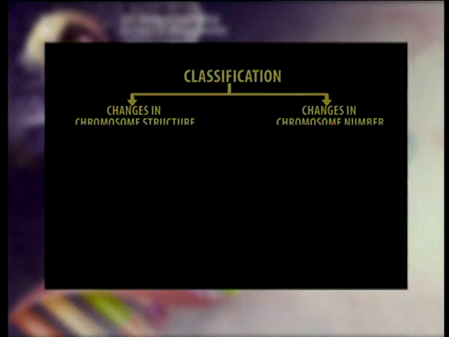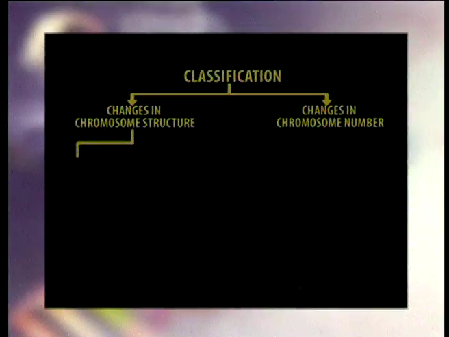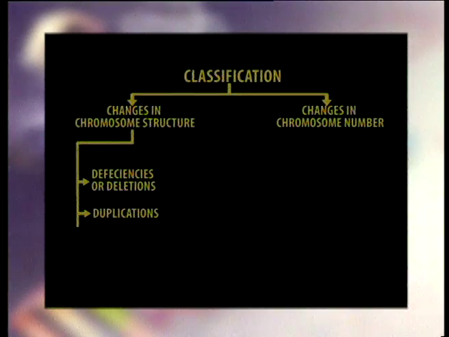As far as classification is concerned, chromosomal alterations fall under two major classes. First, structural chromosomal alterations, and second, numerical chromosomal alterations. Structural chromosomal alterations involve parts of individual chromosomes rather than whole chromosomes or sets of chromosomes. There are four common types of structural chromosomal alterations, that is, deletions, duplications, inversions, and translocations.